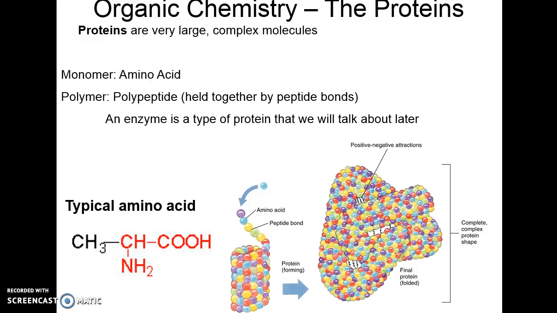So an enzyme is a type of protein that we will talk about later. In fact, we're going to talk about that next. So that will be page 16 for y'all. So we'll come back to that in just a sec.